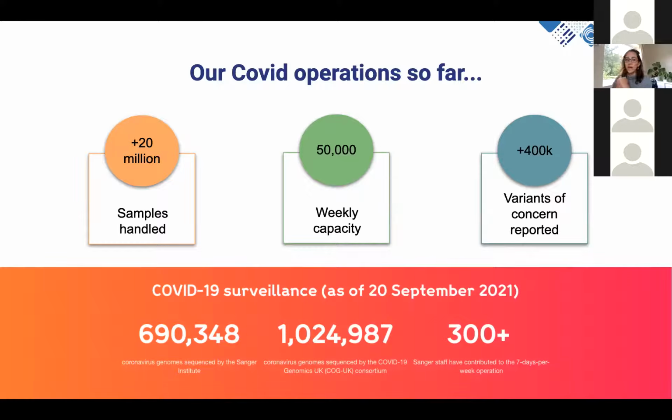And so far, we have reported more than 400,000 variants of concern to the UK government. On the bottom of the presentation, you can see that about 70% of the sequence data generated in the UK was done by the Sanger Institute. The other 30% is from other institutions, which encompasses the COG UK network, COG UK consortium. And Sanger has had about 300 people working on this project. At the moment, we have about 130, so it's an army.